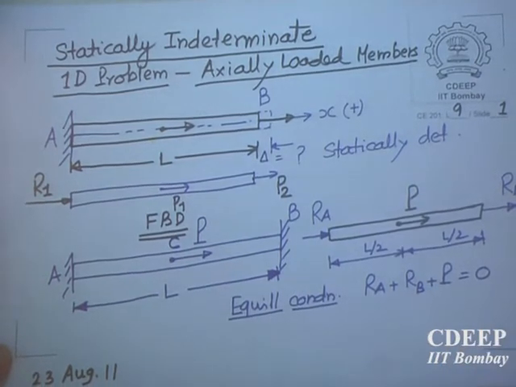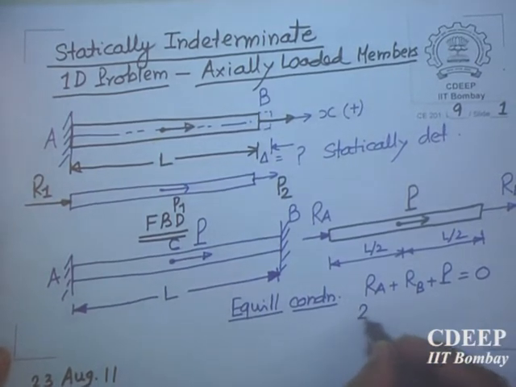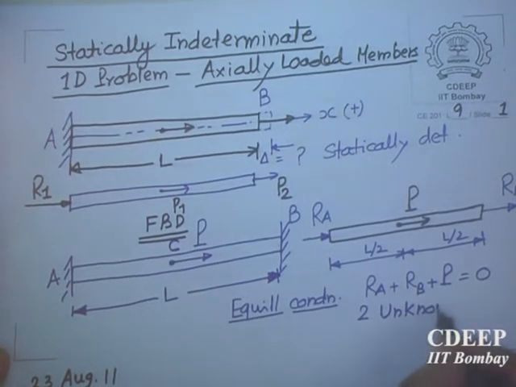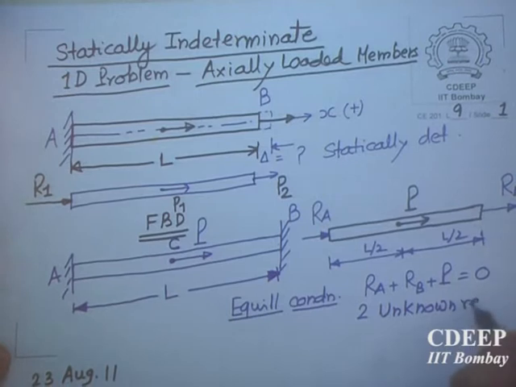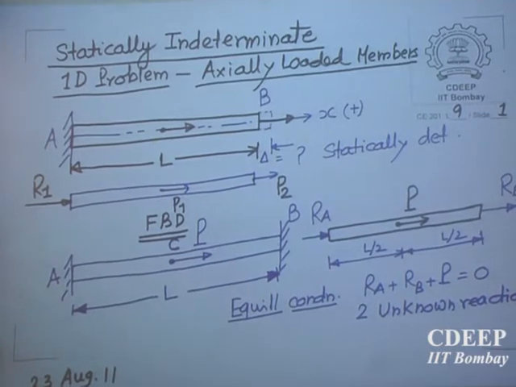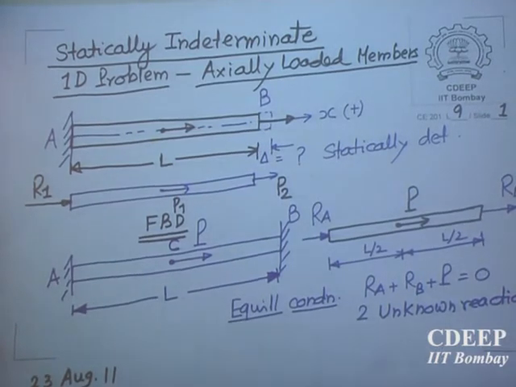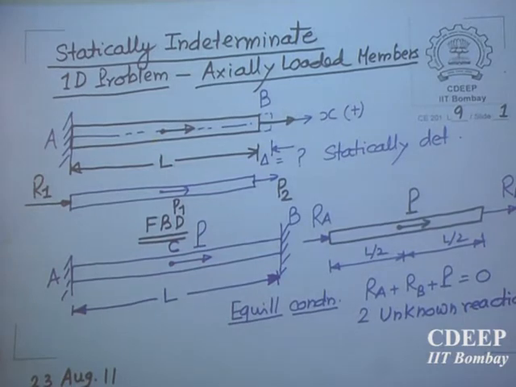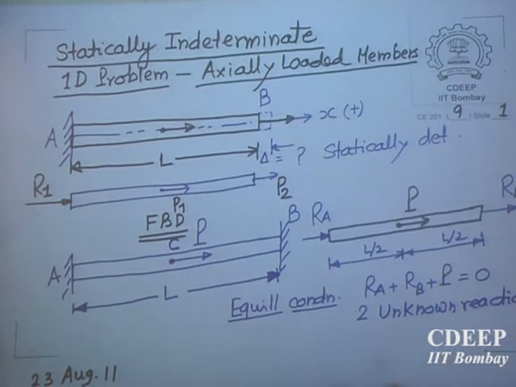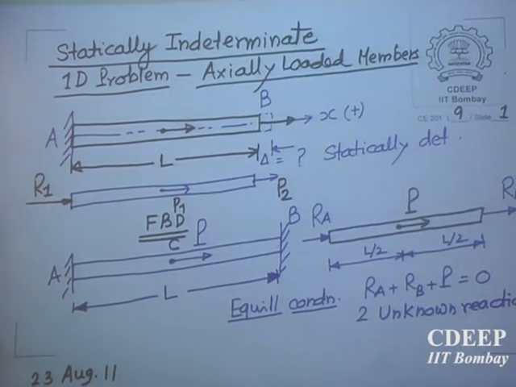So this is my equilibrium. Now there are two unknown reactions and only one equation of equilibrium. So obviously this cannot be solved. I cannot get both reactions RA and RB by this equation. I get RA plus RB equal to minus P.